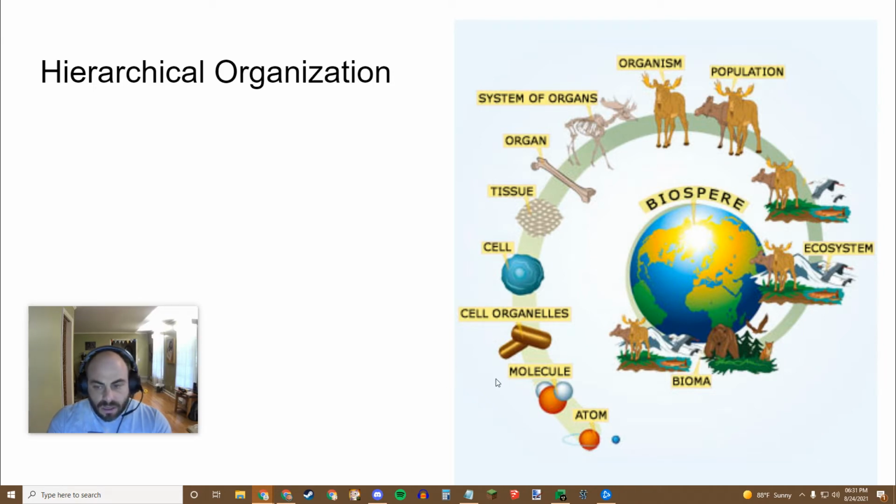Externally, you start with the biosphere, which is the biggest thing, then go to biomes and ecosystems, and it just keeps getting smaller. I think you understand the idea here. So all living things demonstrate this hierarchical organization, whether it is on the inside of them or on the outside of them.